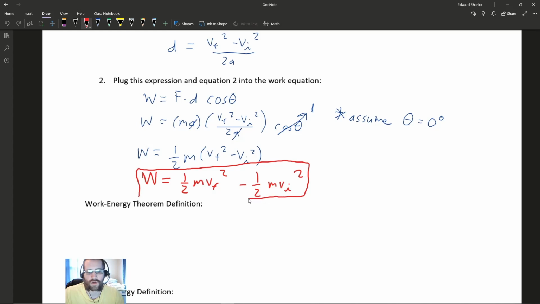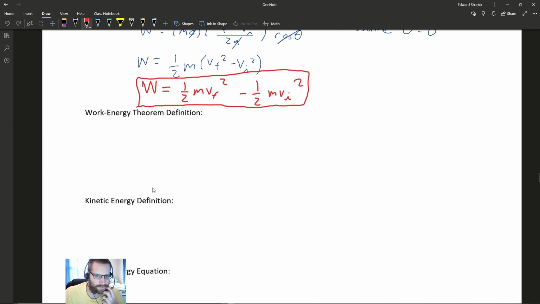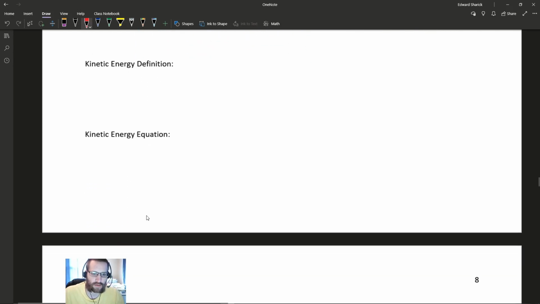And the reason it's the work-kinetic energy theorem, if you remember from that POGL that you guys did last week, we introduced this idea of kinetic energy. So kinetic energy, I'm going to skip around here a little bit. Kinetic energy, the definition is, energy an object has when it's moving.